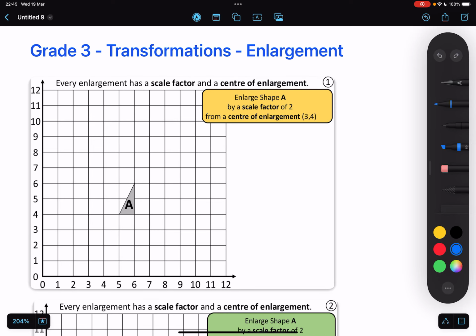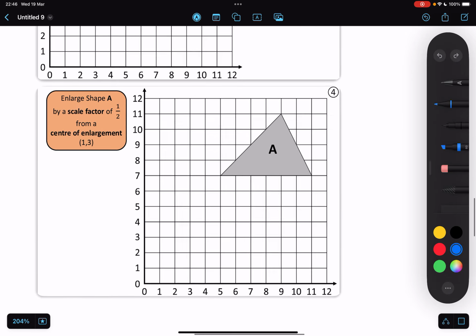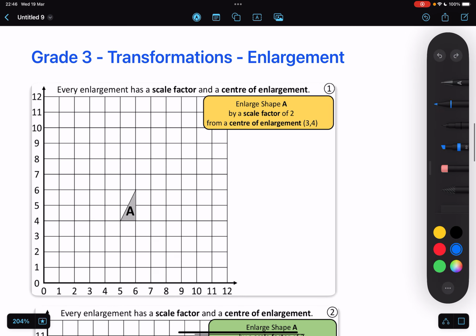In this video, we're going to be looking at transformations. It's a grade 3 topic, and within transformations, we're going to be looking at enlargement in particular. So we've got 4 questions here, and we are going to have to enlarge the shape, enlarge the object for each of these questions. So let's start off with question number 1.